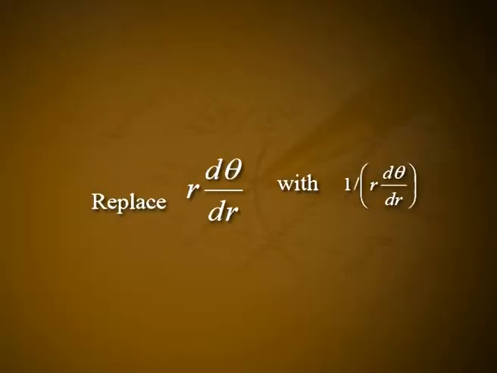Now, we discuss in polar coordinates. After getting the differential equation of the family of curves, we have to replace r dθ/dr by −1/(r dθ/dr), and then integrate the resulting differential equation.